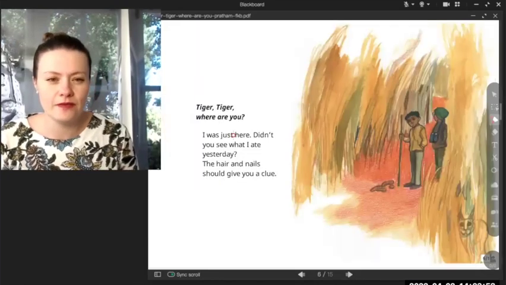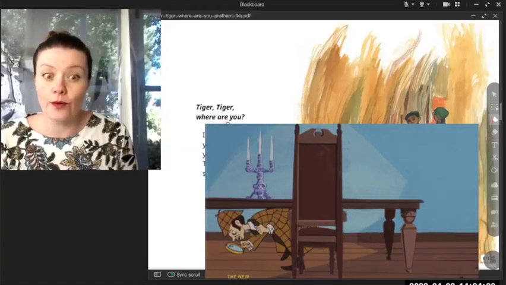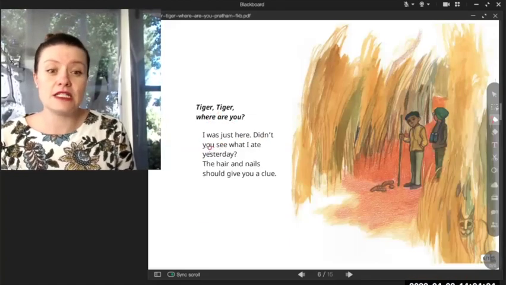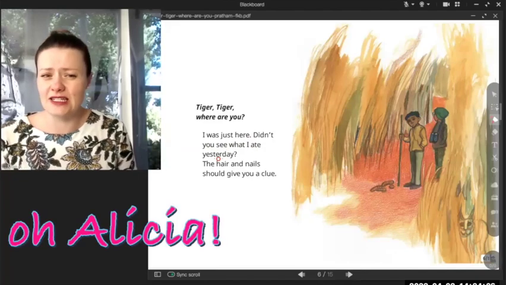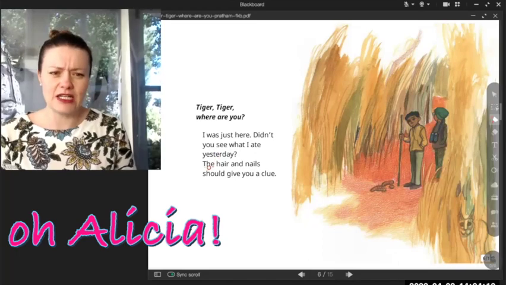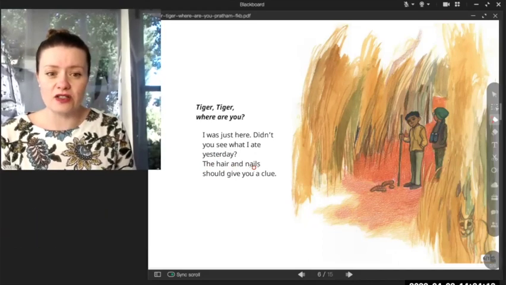Interesting. Tiger, tiger, where are you? I was just here. Didn't you see what I ate yesterday? How would we be able to see what he ate yesterday? The hair and nails should give you a clue.